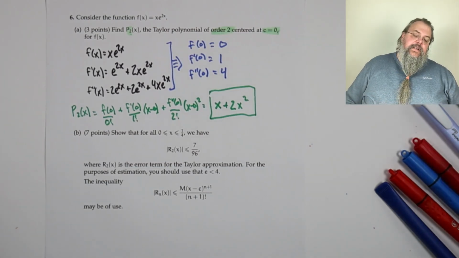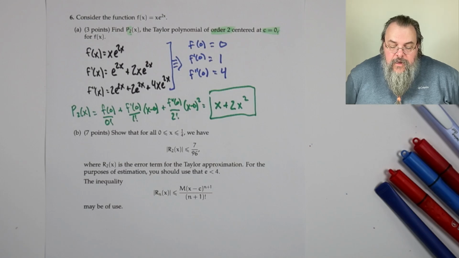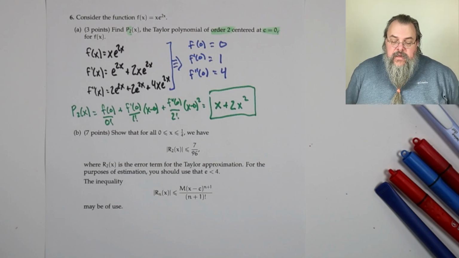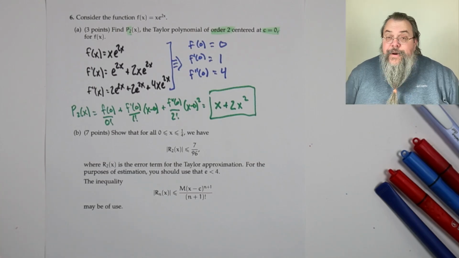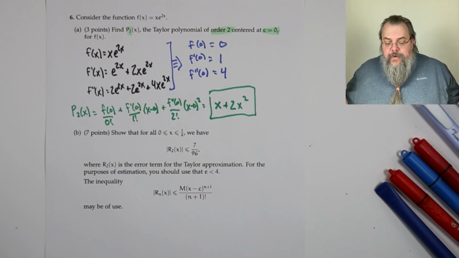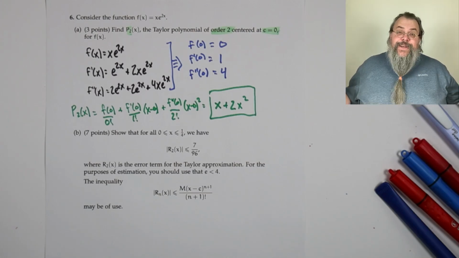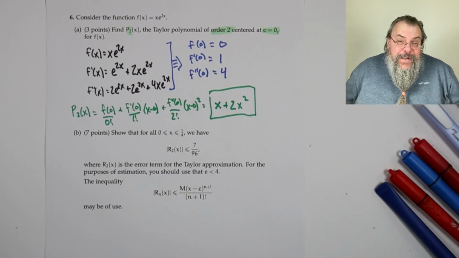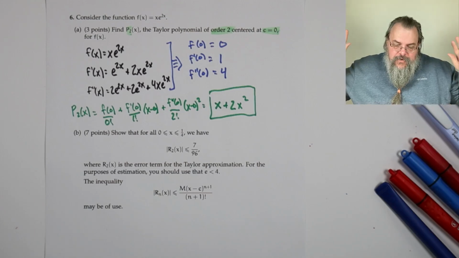All right. Now, part B. Show that for all x between 0 and a fourth, we have that R2 of x is less than or equal to 7 over 96, where R2 of x is the error for the Taylor approximation. For the purposes of estimation, you should use that e is less than 4. Actually, e is about 2.71828, so it's less than 3, definitely less than 4, but okay, we'll roll with it. That's fine. If you say 4, we're on board with you.